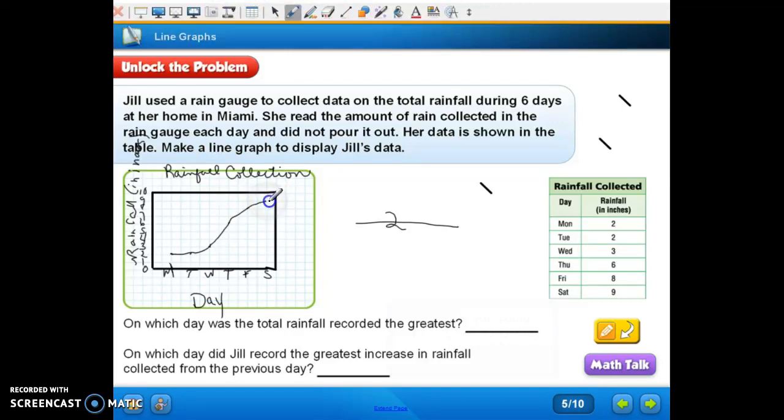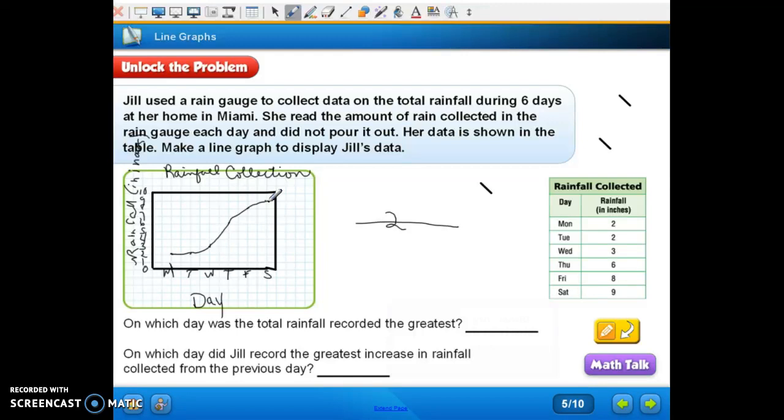And remember that she never emptied the rain gauge. So when she got up Monday morning, there was how much rain in the gauge? 2. When she got up Tuesday morning, there was still 2. So did it rain Monday night? No. Okay, so then Tuesday it was 2. Wednesday it was 3. So how much did it rain in the night before Wednesday morning? 1 inch. Wednesday to Thursday, it went from 3 to 6. So how much did it rain in the night on Wednesday? 3 inches. Okay, then Thursday to Friday was how much? 2 inches. And Friday to Saturday was?